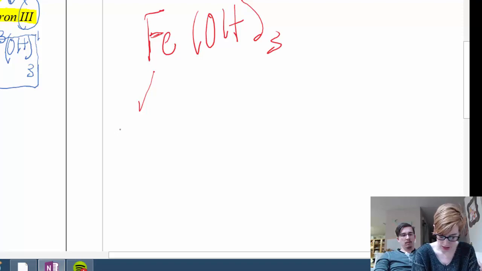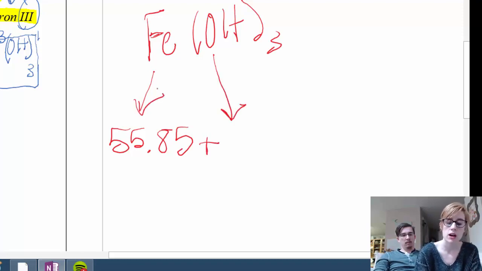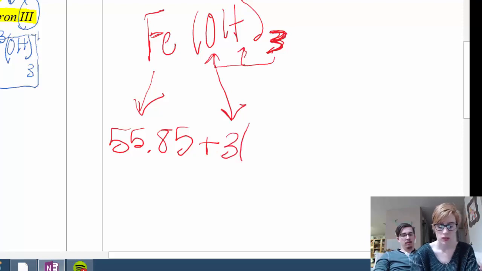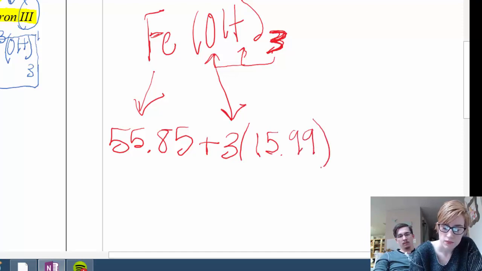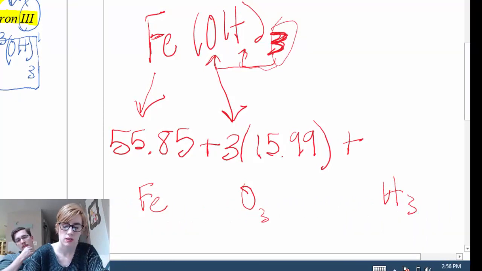Since we have 1 iron, and iron's molar mass is 55.85, I just write it like this, and I'm going to add it to the molar mass of oxygen. Well, we don't have 1 oxygen, do we? We have 3 oxygens. This 3 right here stands for 3 H's and 3 O's. So I'm going to put a 3 here, 3 standing for 3 oxygens, and each oxygen's molar mass is 15.99. And then I'm going to write hydrogen. So this was 1 iron, this was 3 oxygens, and this is going to be 3 H's, okay? Because remember, this 3 is standing for how many H's we have.